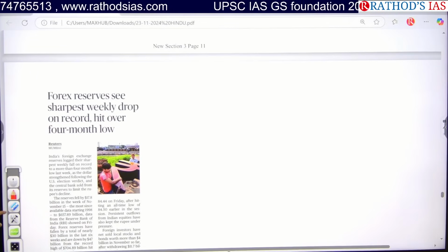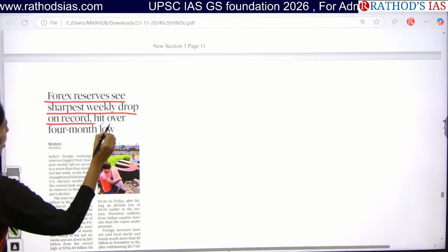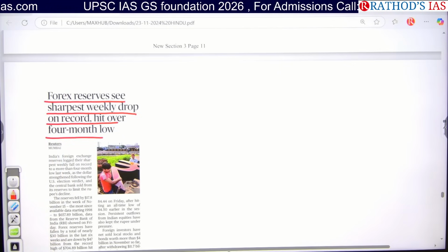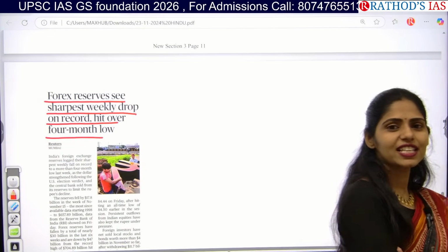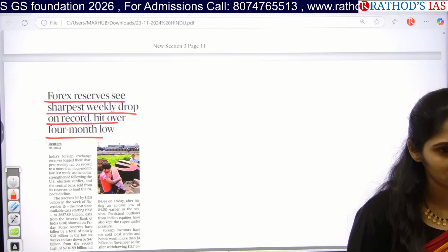Okay, see this article. Forex reserves see sharpest weekly drop on record, hit over 4-month low. So what is the keyword? Forex reserves. So what are these forex reserves? Reserve means we are having a reserve. What is the meaning of reserve?